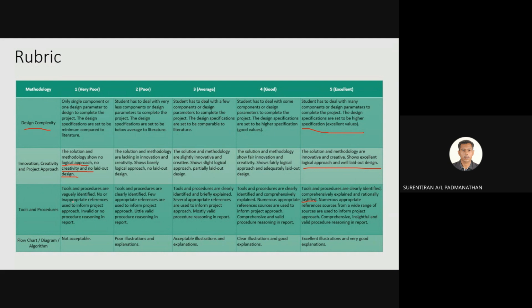So tools and procedures are not identified, no or inappropriate references used. This is for the poor state of tools and procedures. For excellent, tools and procedures are clearly identified, comprehensively explained and rationally justified. Numerous appropriate reference sources from a wide range of sources are used to inform your project approach.